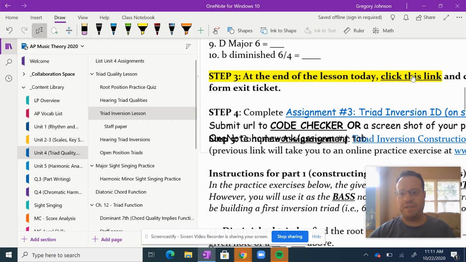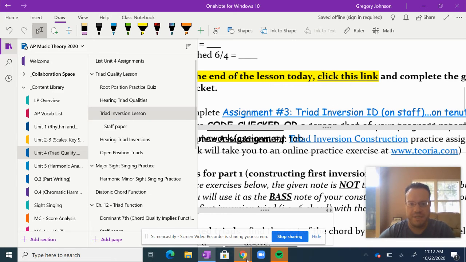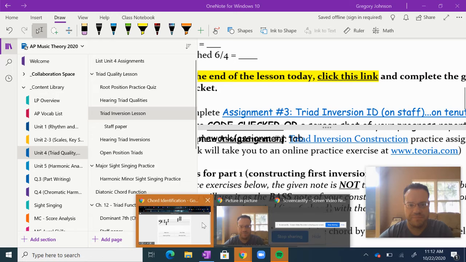And then this is kind of an exit ticket. If you want, this is in your assignment in Canvas, if you want to click that just to make sure you understand. And then Triad Inversion ID on the staff. This would be the opposite of what we did, not constructing them, but being able to identify them.